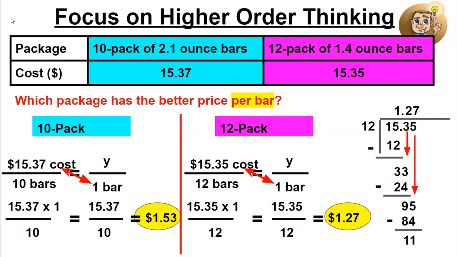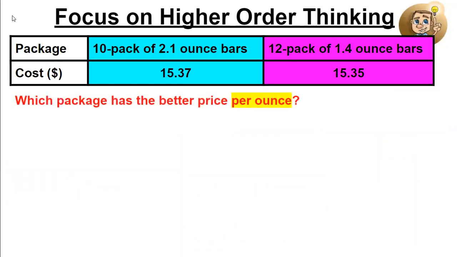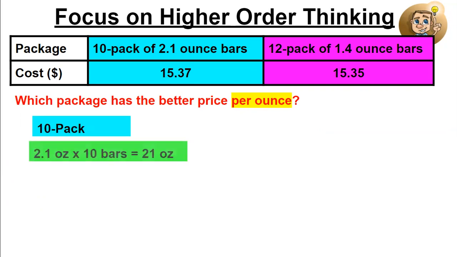Okay. So which package has the better price per bar? Well, the 12 pack, right? You're paying only $1.27 per bar versus $1.53 per bar. Okay. Let's do it a little differently. Which package has the better price per ounce? So which one are you getting more from, right? You might be getting a better price per bar in the 12 pack, but are you getting a better price per ounce? So we're going to set up the same kind of unit rate thing.